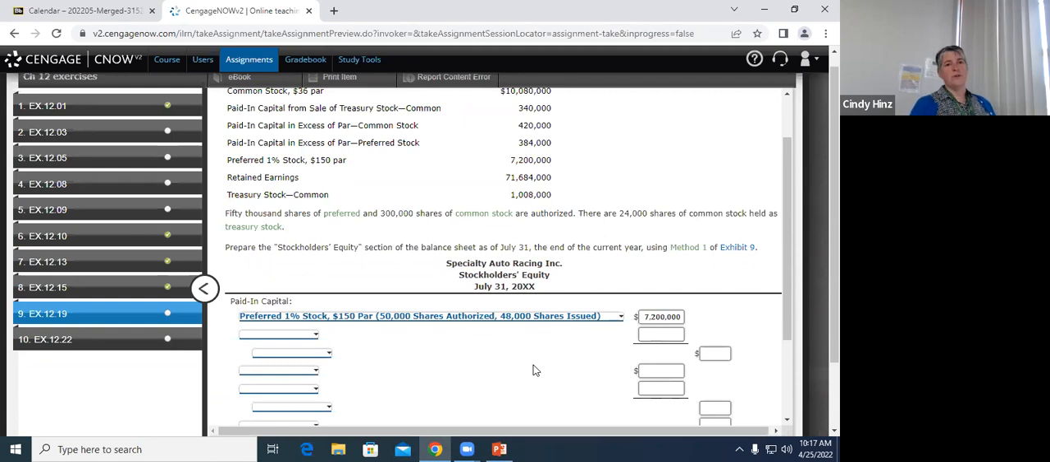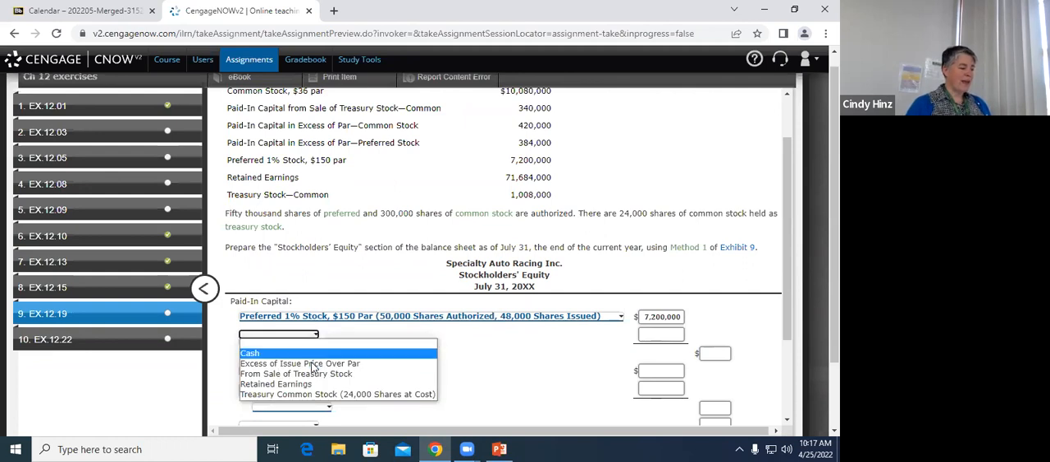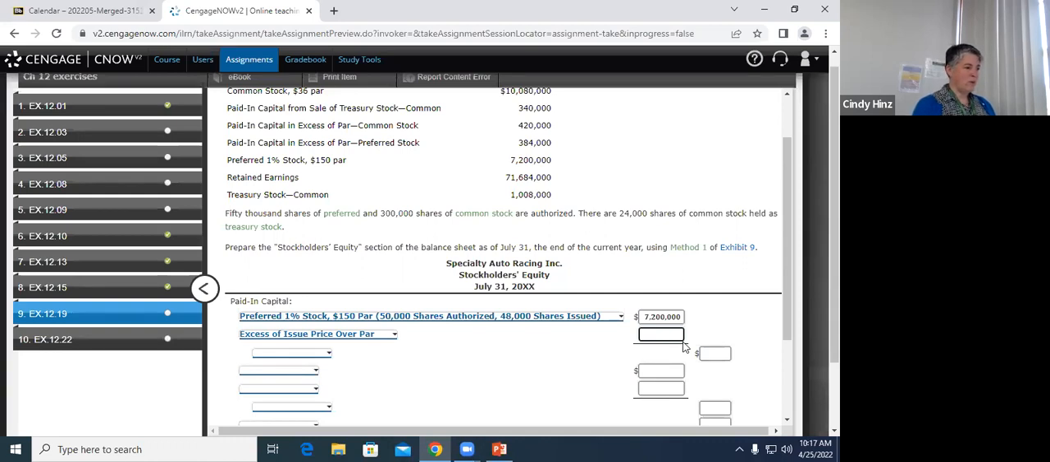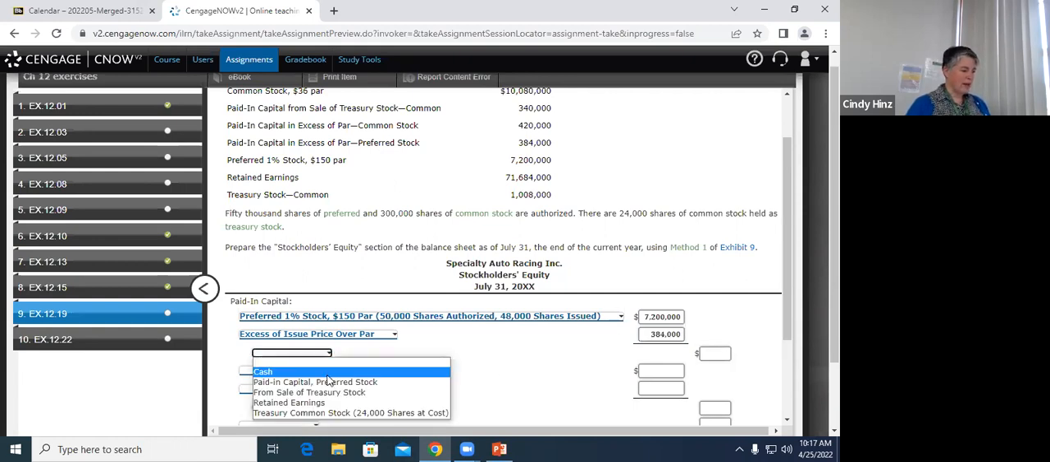It already has filled in for us those additional disclosures that are required. You can see that this is 1% stock. It doesn't tell us whether it's cumulative or not. That also would be a required disclosure. 1% is the stated dividend rate. We have the par value. We know how many shares are authorized and how many shares have been issued. We then have any excess or additional paid-in capital for the preferred stock. In this case, it's $384,000. Then we have a total for our preferred stock.